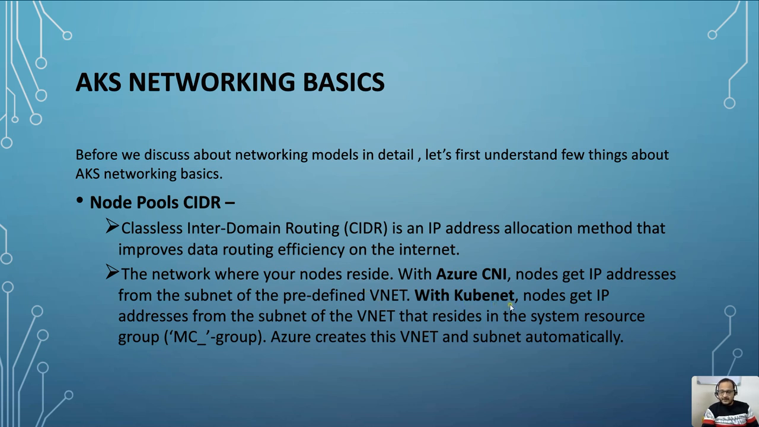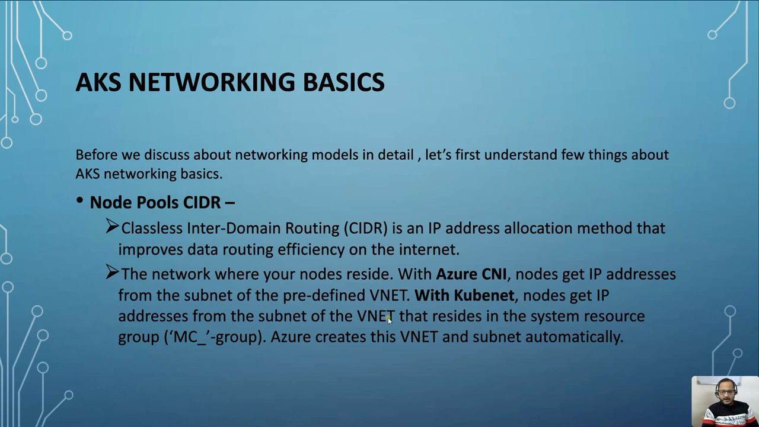With Kubenet, nodes get IP addresses from the subnet of the VNet that resides in the system resources. So in the Kubenet case, the nodes, the virtual machines, get IP addresses from a subnet created by Microsoft itself. Here again we have an option: you can define your own virtual network as well. But the node gets its IP address from whatever subnet is created by Microsoft.